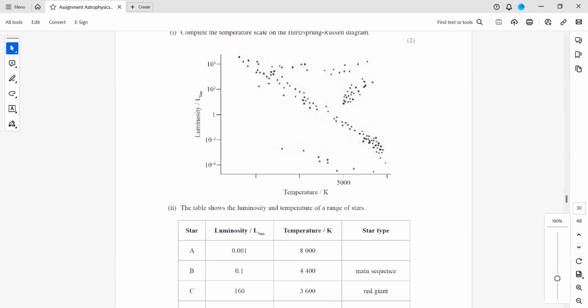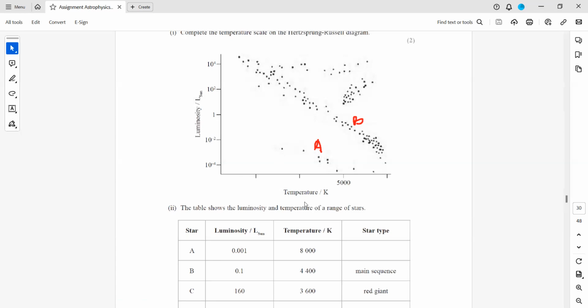So when you check for A, it has a low luminosity and a high temperature. So A will be somewhere here, because it is 0.001. B also has 0.1 luminosity, like less than 1, and the temperature is 400. So B will be somewhat here in this region. What about C?